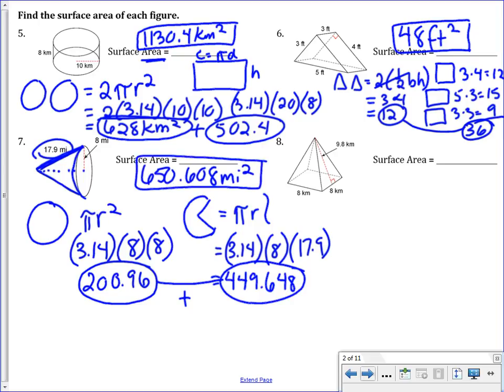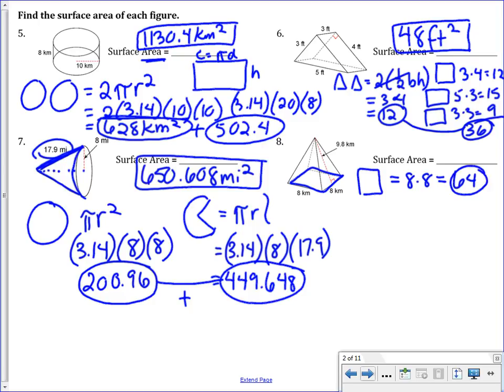Okay, this one here is a square pyramid. Since it's a square on the bottom, that part's easy. We're going to find the area of a square, length times width, which is going to be 8 times 8, which is going to equal 64. So that part there is really easy.